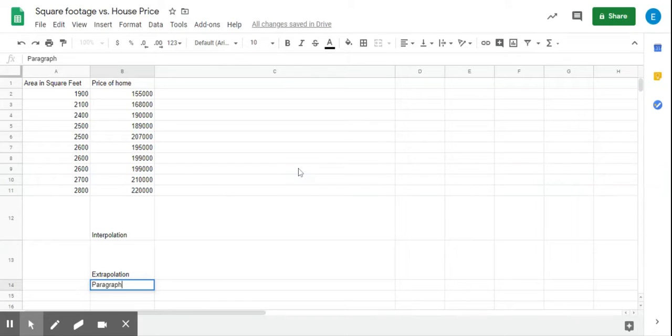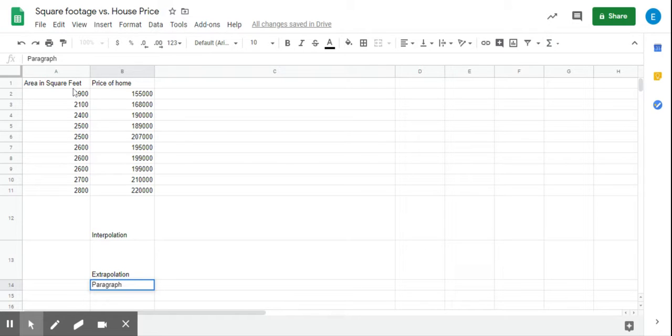Hey guys, I just wanted to give you an example of me doing the Scatterplot project. So here I have area in square feet and the price of a home. This would be from a subdivision. So here's the size of the house, and here's the price of the home with that amount of square footage.